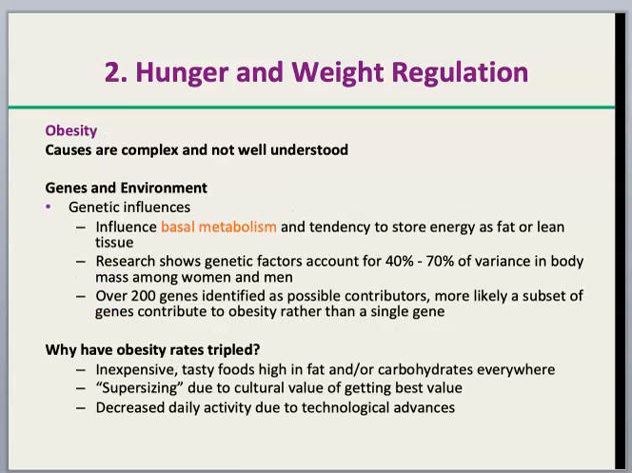What causes obesity? The causes are very complex and not well understood. One area they talk about is genetics. And what they're talking about there is that basal metabolism, you inherit your basal metabolism.